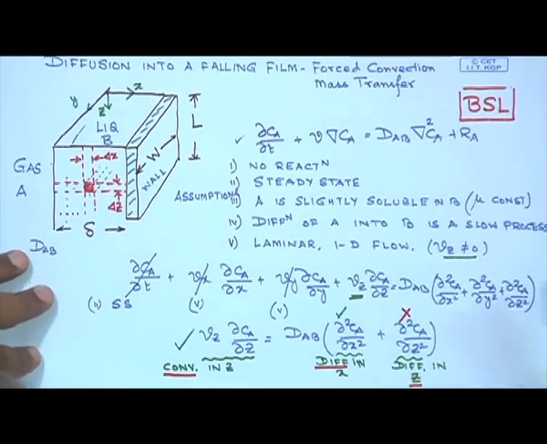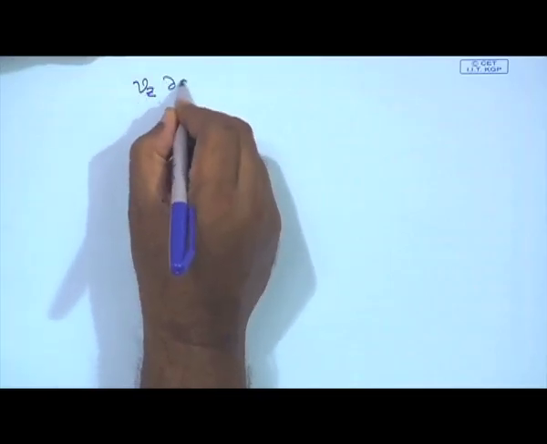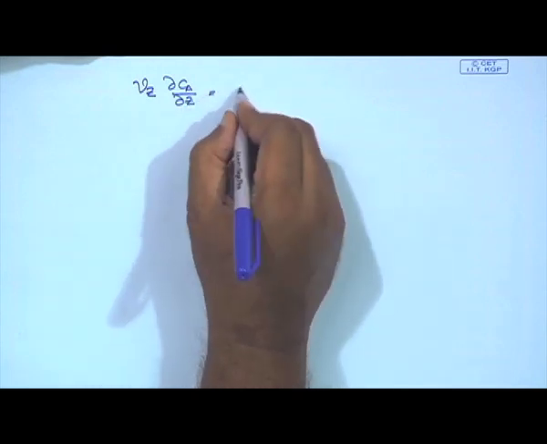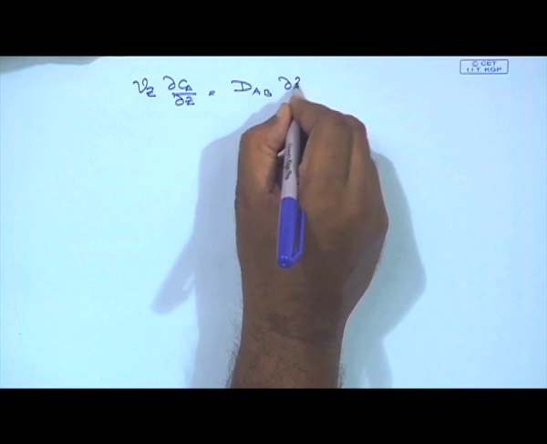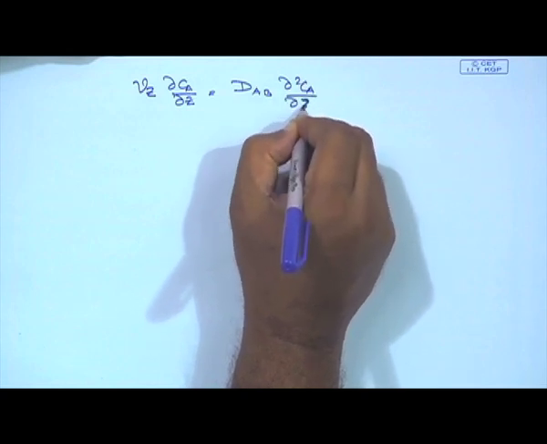So this would result in the compact governing equation which you would have obtained if you had used the shell species balance, but as we have seen, it is going to be complicated. It is much better to start with the species balance equation in the right coordinate system and then cancel the terms from that point on to arrive at the final governing equation, which would then be Vz times del Ca del Z is equal to dAB del square Ca by del x square.